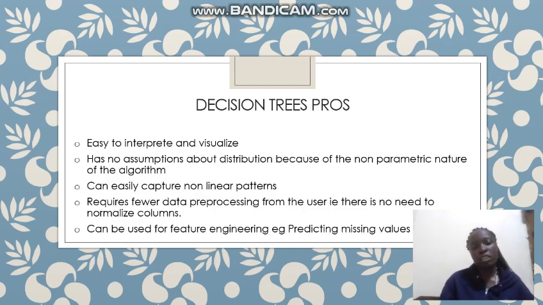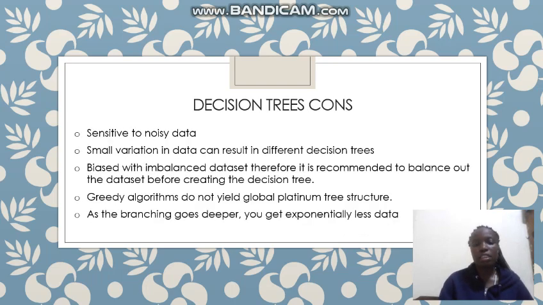Then the pros of decision trees, we have it is easy to interpret and visualize, has no assumptions about the distribution because of the non-parametric nature of the algorithm, can easily capture nonlinear patterns, requires fewer data preprocessing from the user, that is to say there is no need to normalize columns, and can be used for feature engineering, for example predicting missing values.